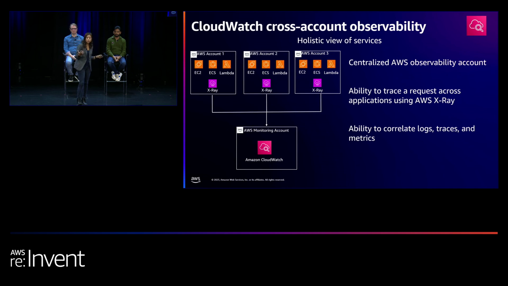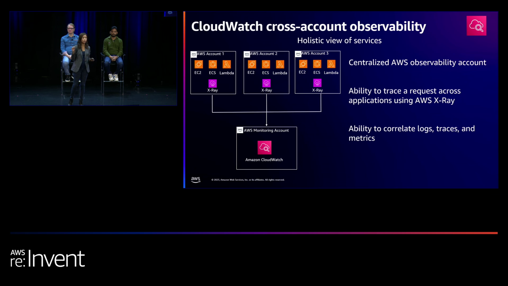So this is what CloudWatch cross-account observability looks like. Let's say you have 3 AWS accounts and you're running your ECS, EC2, and Lambdas out there. And so you might have set up AWS X-Ray. Now what AWS X-Ray does is it's able to trace a request from one service to the other service and create this trace map. And it collects all these traces. And there's CloudWatch as well, set up in all of these accounts, which collects the logs and the metrics.